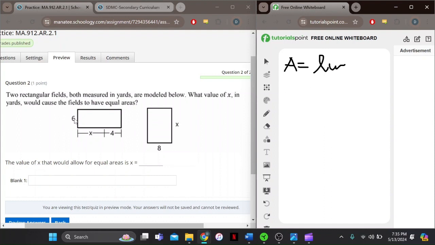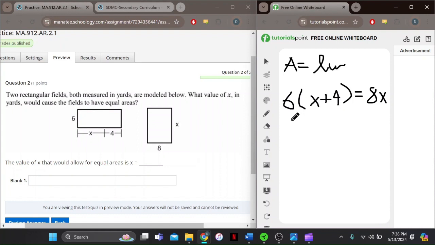So that means, let's say that the width right here is going to be 6. So it's going to be 6 times x plus 4. You see how the length here is x plus 4? Okay, and we will set that equal to 8x, or 8 times x, because length times width is x times 8, or 8x.